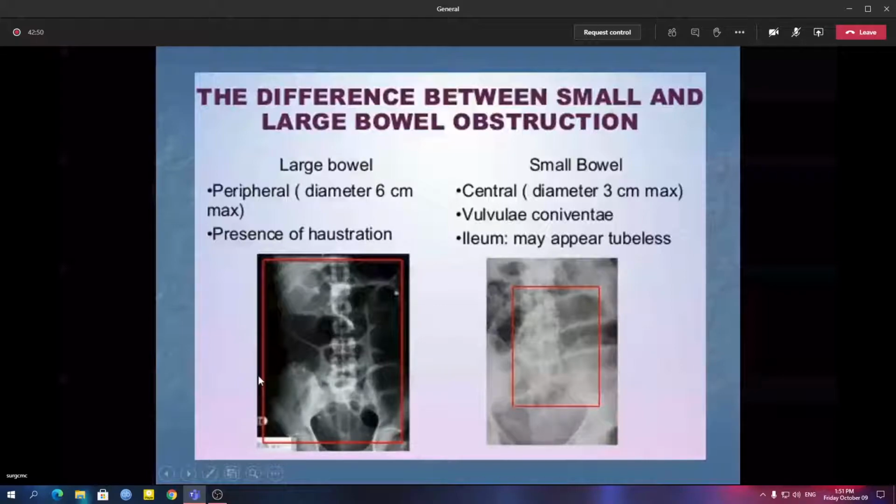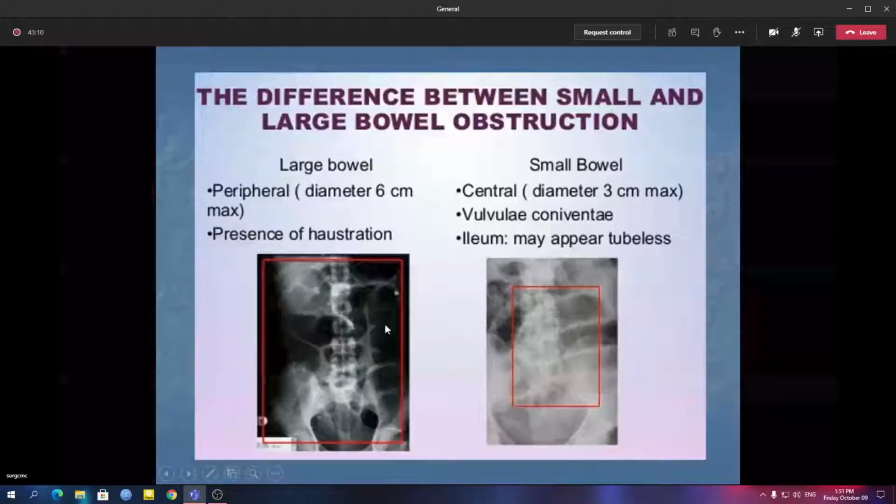And the diameter is more in a case of large bowel obstruction than small bowel obstruction. Small bowel diameters are usually less than 3 centimeters. Anybody want to say anything? So why, due to obstruction of the jejunum, are we able to see valvulae conniventes? Why are we able to see valvulae conniventes?